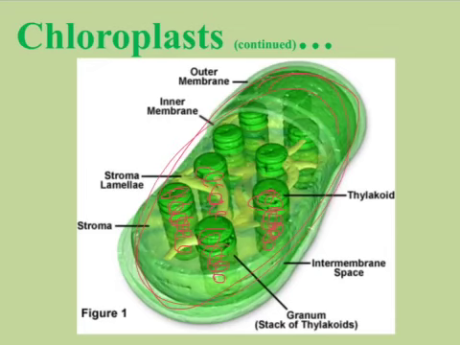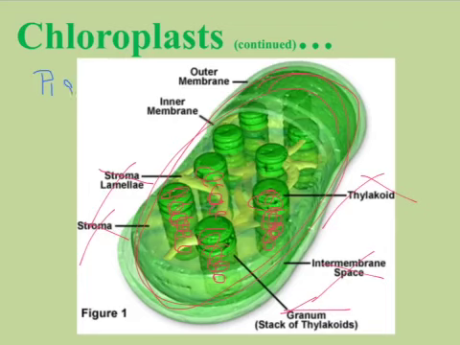There are a lot of words on this slide that you don't need to know about. Stroma lamellae, stroma, intermembrane space, granum, thylakoid. You don't need to know any of those words. Here's a word you do need to know, however. You do need to know about pigments. And just for the record, I'm writing with my finger here. So this is going to be some awesome writing because I left my stylus at school.